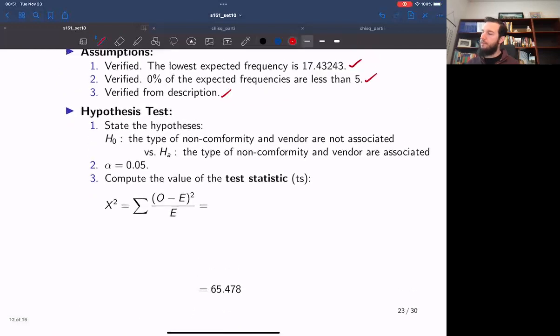For the null hypothesis, we are going to have that variable A and variable B are independent. So in our case, the type of nonconformity and the vendor are independent. This is the same thing as being not associated. So the null hypothesis is that type of nonconformity and vendor are not associated. The alternative is that the type of nonconformity and vendor are associated.